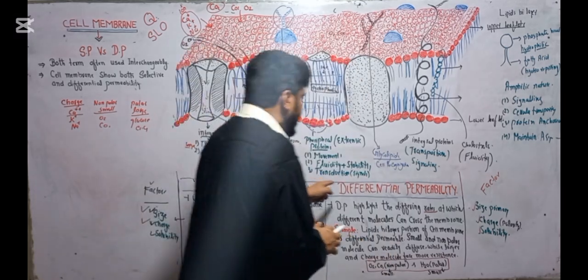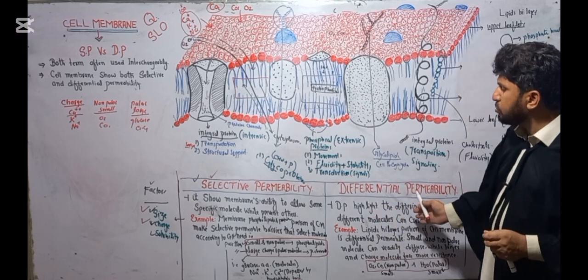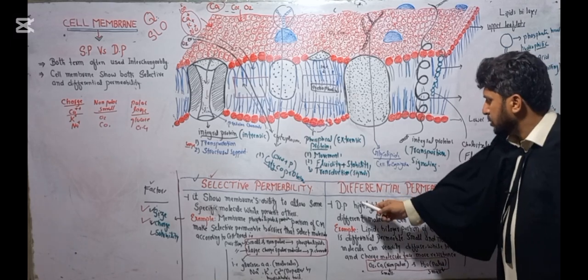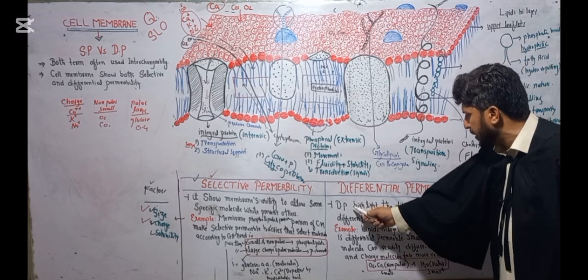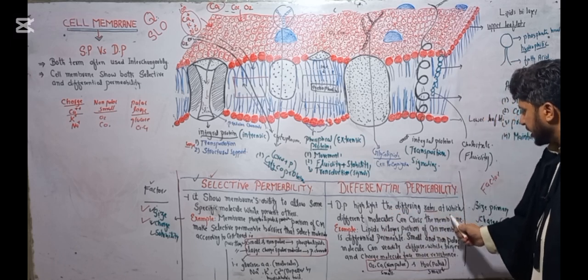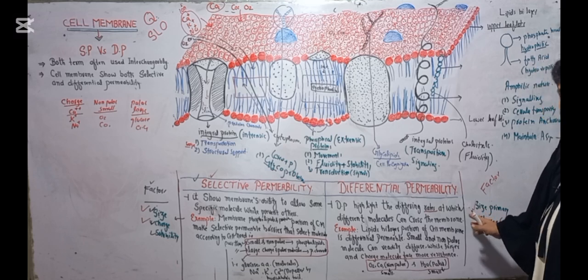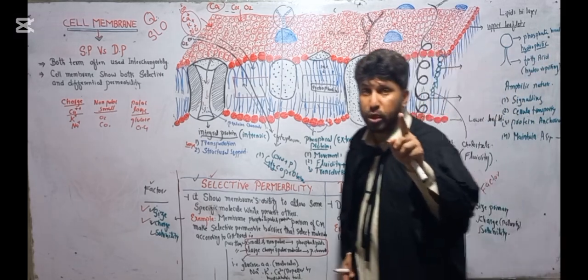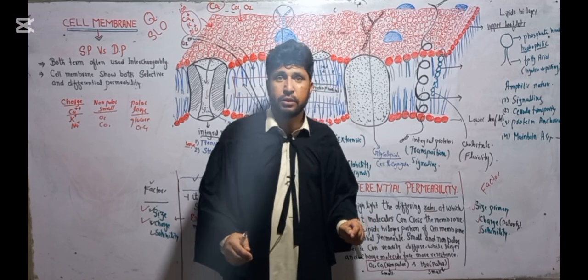Now if we look at differential permeability, it is also used interchangeably with selective permeability. But here we say that differential permeability highlights the differing rate at which different molecules can cross the membrane. So here also the molecules depend on size, charge and solubility. But primarily remember in your mind, charge is more important in this topic.